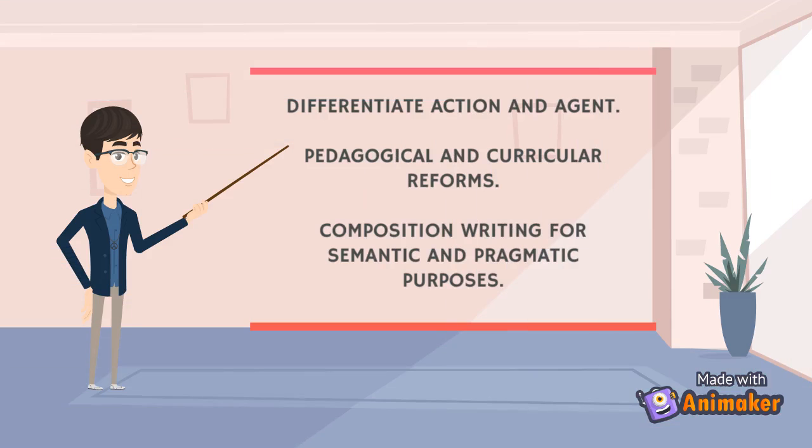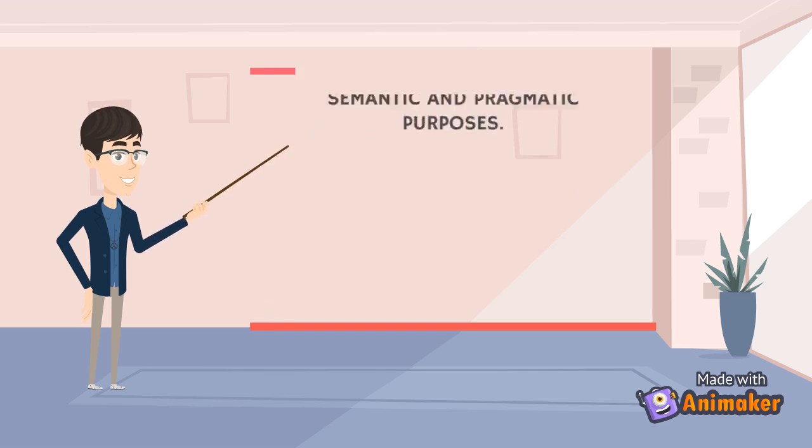It should be clarified that this type of activity can be complex for those who don't know how to differentiate between action and agent, for which pedagogical and curricular reforms must be made to promote the development of composition writing for semantic and pragmatic purposes, so as not to generate misunderstanding. If there are failures in this, it can create a barrier or obstacles to communicating both orally and in writing.